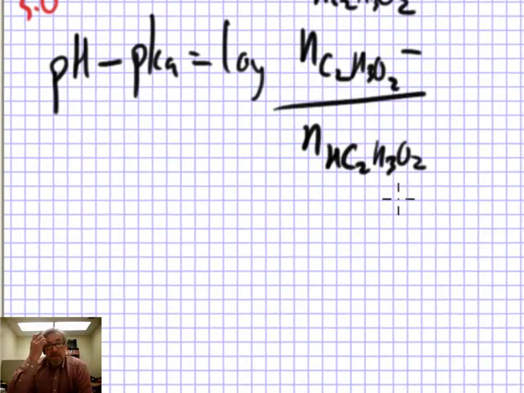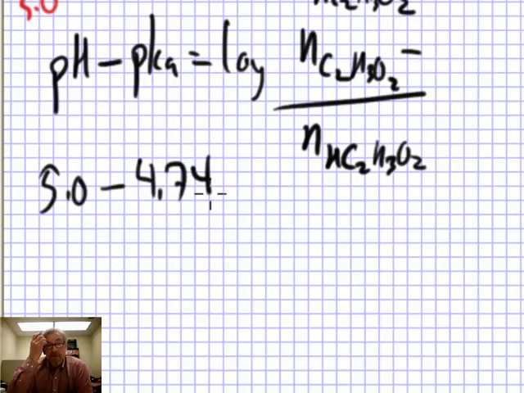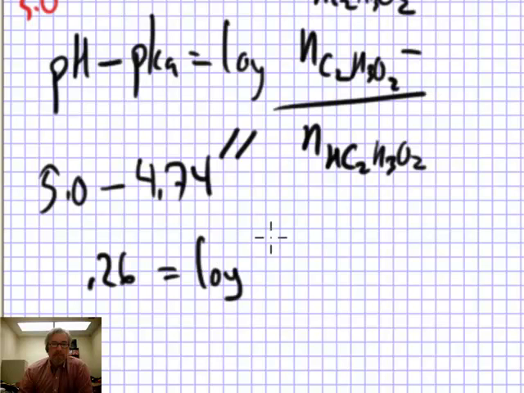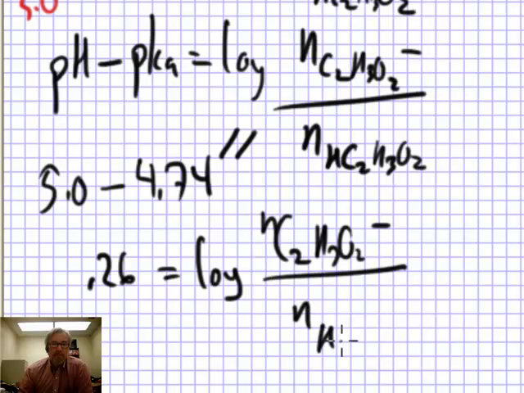So I can put numbers in here already. I know that my target pH is 5. I know that my pKa is 4.74. So the difference between that 5.0 and 4.74 is equal to this logarithm up here. So 5 minus 4.74 is 0.26. That would have to be equal to the base 10 logarithm of the number of moles of C2H3O2 over the number of moles of acetic acid.